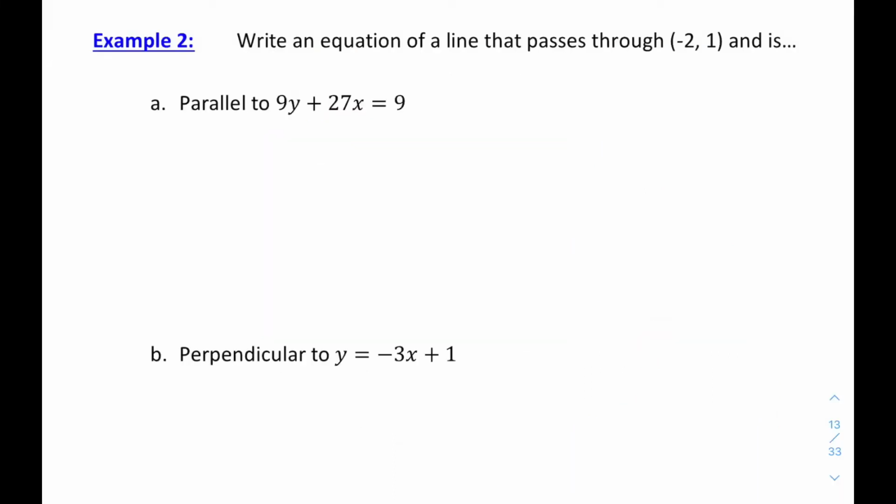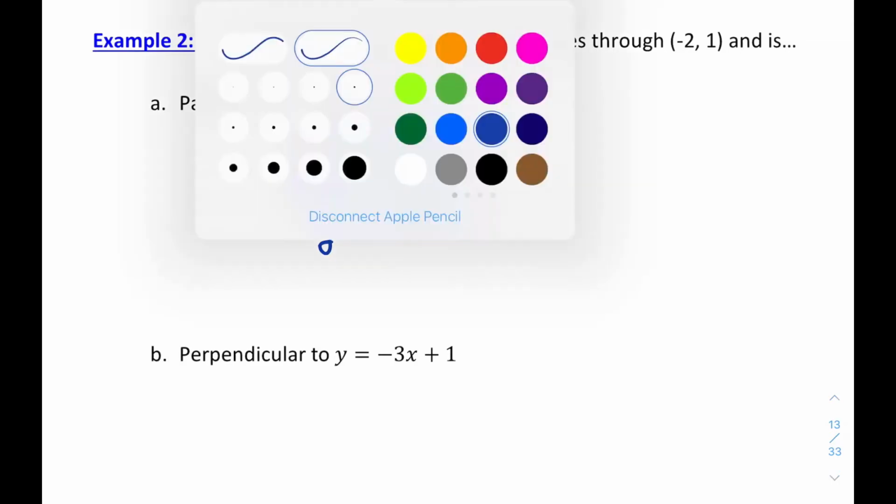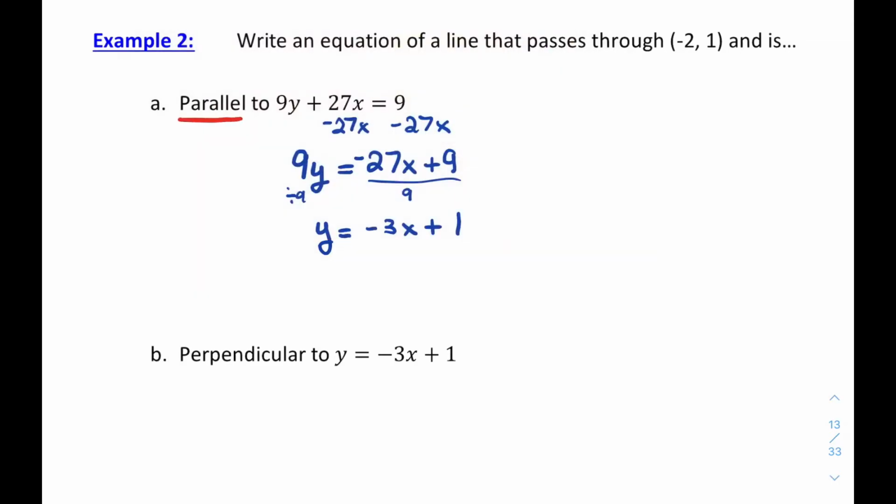Okay, let's talk parallel and perpendicular lines. So I want a line that's parallel to this one. If it's parallel to this one, it's going to have the same slope as it. So let's go ahead and write this one in slope-intercept form so I can calculate the slope of this line. So solving for y, subtract 27x, and then divide both sides by 9. This line is, if you put it in slope-intercept form, same as y equals -3x plus 1.